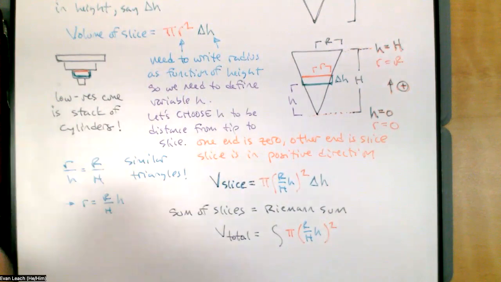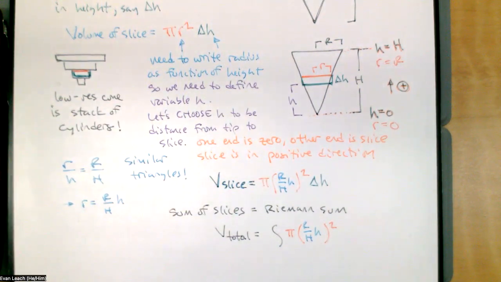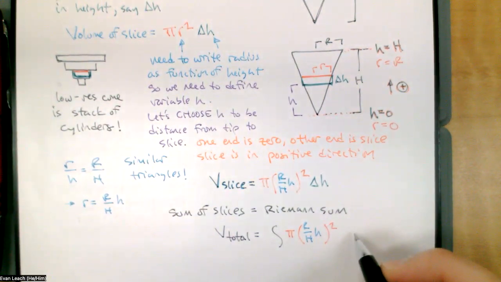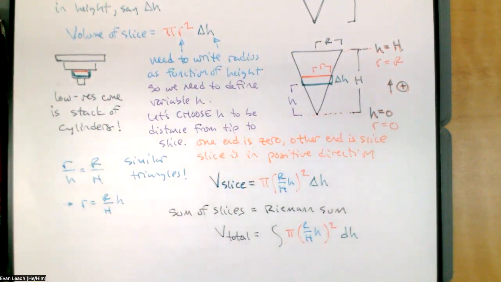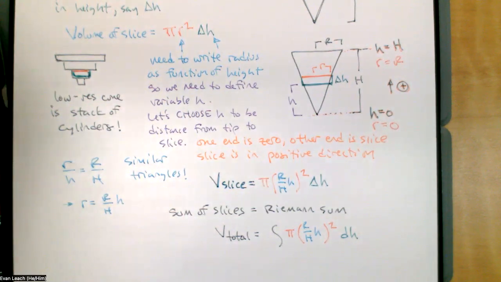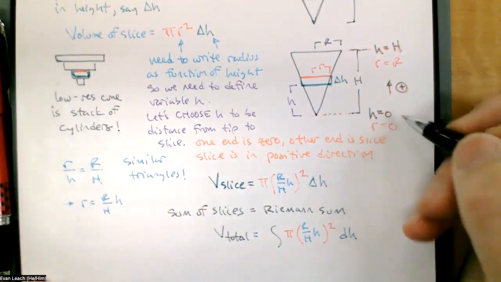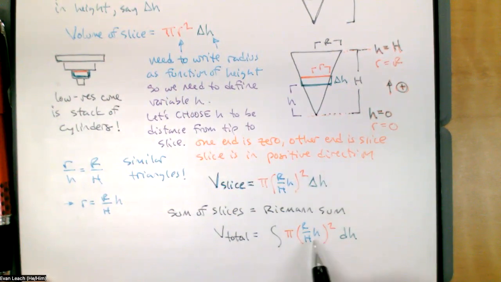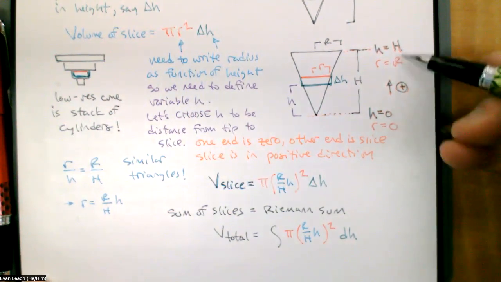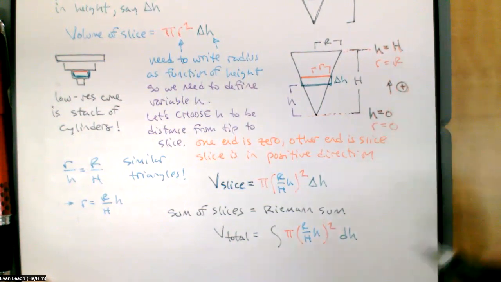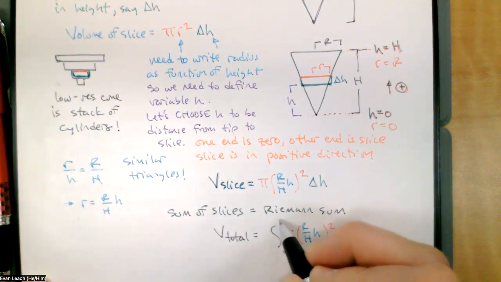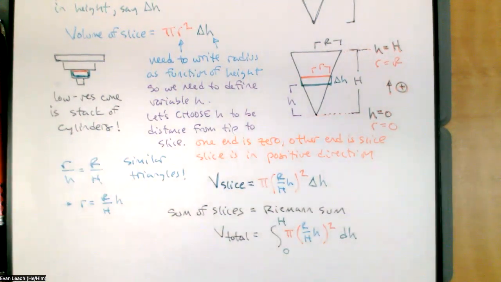In the Riemann sum, we have a discrete delta H, but in the definite integral, our discrete delta H becomes the continuous dH. And we just have to integrate over all the values of H that are in play. So we have to do this calculation, area times height, for all the values of H that we have area. The lowest value is 0, the highest value is H. So we'll integrate from 0 to capital H.